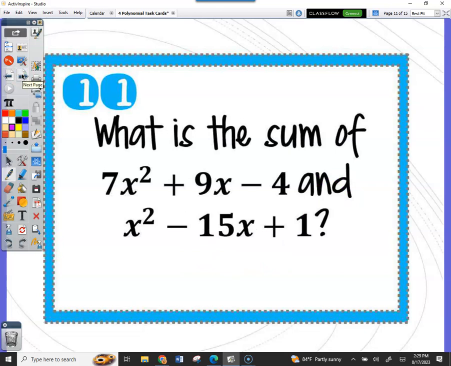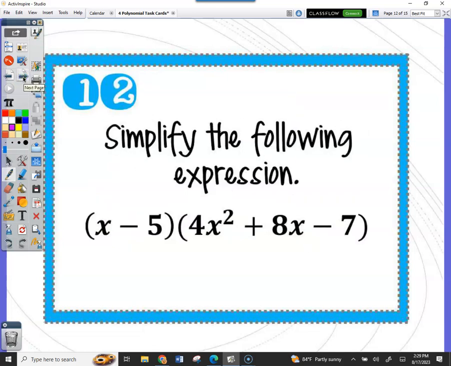Okay, what is the sum of blank plus blank? What does sum mean? Addition. Sum means addition. So we have this plus this. You're just adding. It actually is nice because they're kind of stacked by like terms, so you could probably visualize the adding and then write your answer. Okay? Don't let the word sum, S-U-M, throw you off. It just means add.